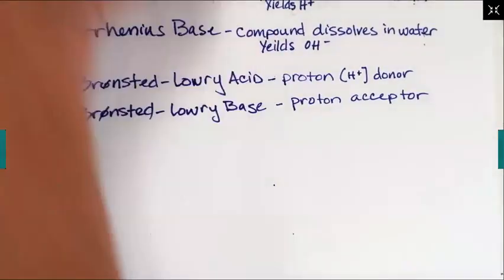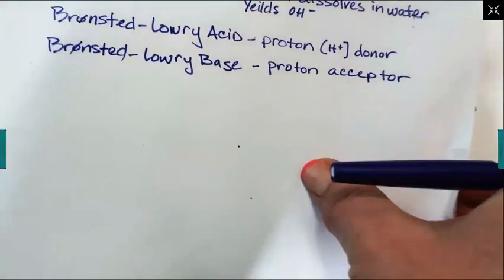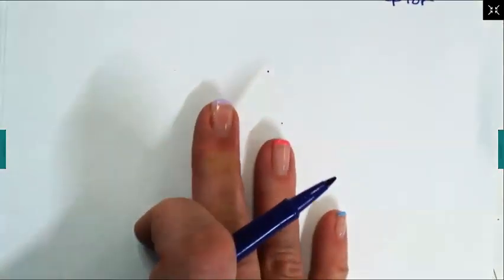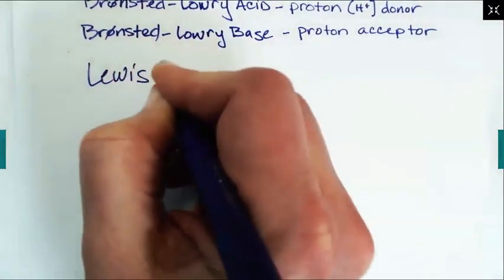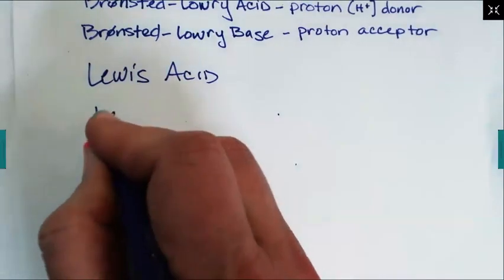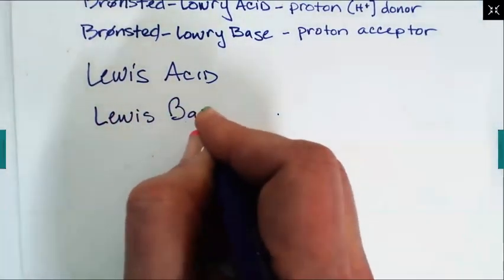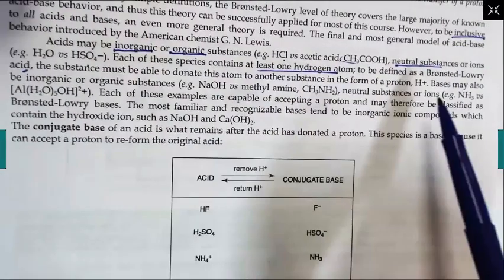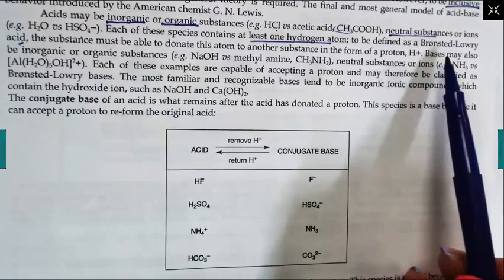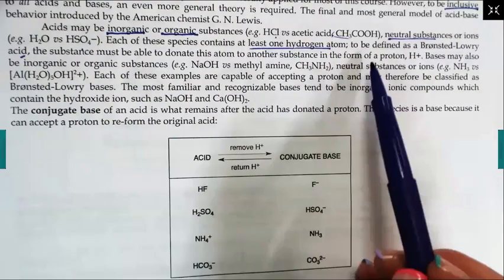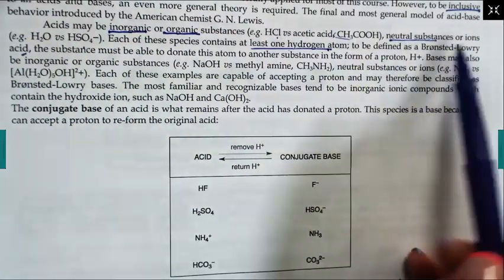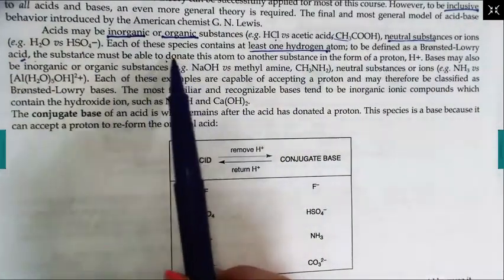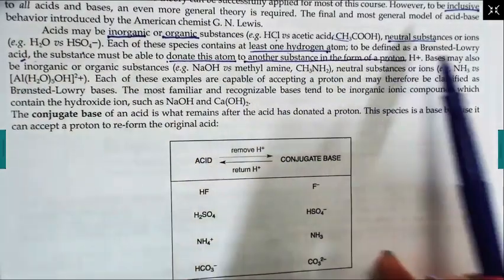So, Lewis. Bronsted-Lowry. So Lewis acid. What's a Lewis base? That's what we're going for. That's what we're looking for here. Bases may also be, oh wait, I missed it. What did it say? Each of these species contains at least one hydrogen atom to be defined as a Bronsted-Lowry acid, and the substance must be able to donate this atom to another substance in the form of a proton.